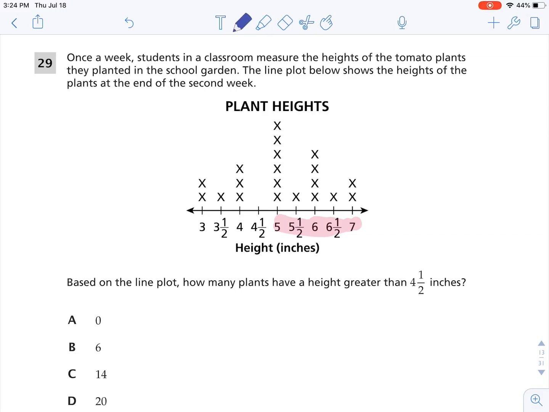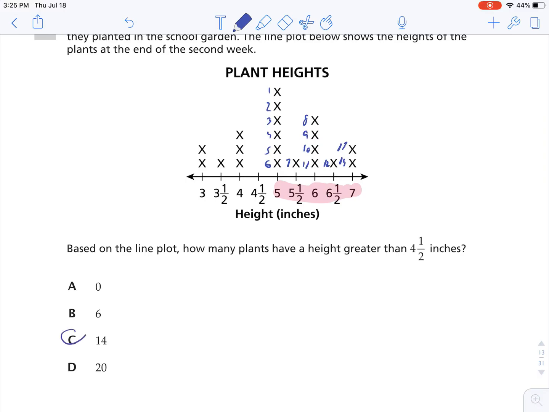So to figure out how many plants there are, I just count that. So that would be 1, 2, 3, 4, 5, 6, 7, 8, 9, 10, 11, 12, 13, 14. So 14 plants have a height greater than 4.5 inches.